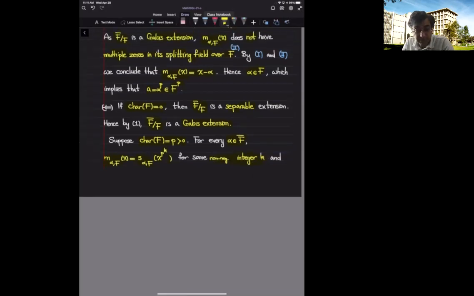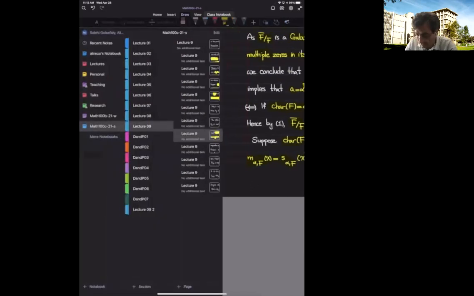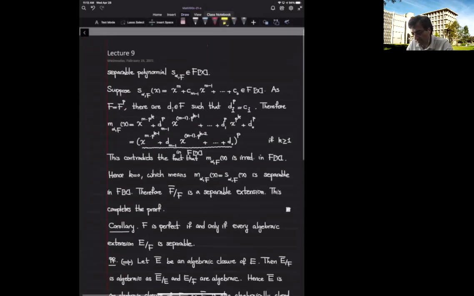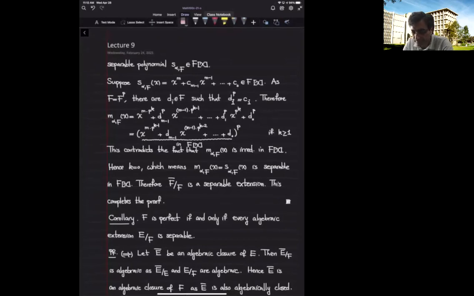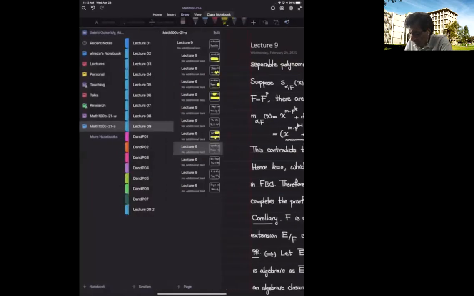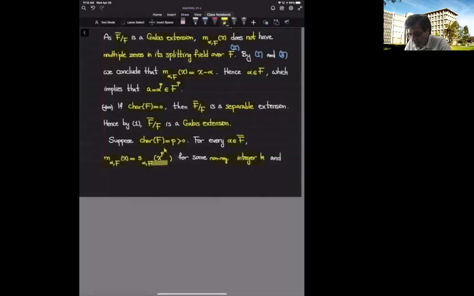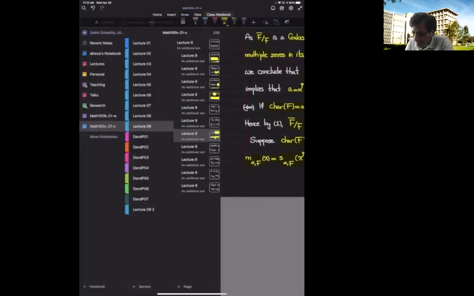We want to show that k is 0, and from there, this p to the k disappears, and we end up getting that the minimal polynomial is this separable polynomial, and that finishes the proof. That shows that the minimal polynomial is indeed separable. So this polynomial S is a separable polynomial in f bracket x. And because the minimal polynomial is a monic polynomial, this polynomial is also monic.